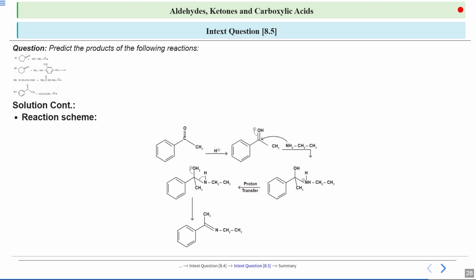So this results in the formation of an imine, and the final product which you get is N-ethyl 1-phenyl ethanamine. This is the final product which you get. Okay, I hope it is clear.